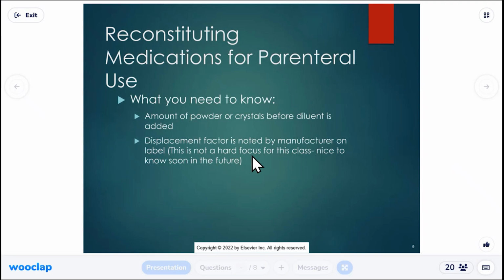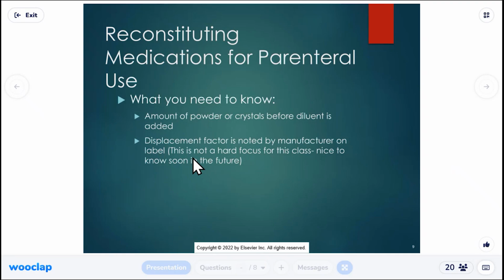Reconstituting for parenteral. I always hate parenteral. I say parental, but I think it's parenteral. But it's just the name for IV or IM injections. Anything injectable is parenteral. So again, what you need to know is what is the medicine I'm diluting, and it talks about displacement factors. I am not going to focus on this in this class. It's nice to know in the future, though. Again, that displacement factor is what I just talked about.